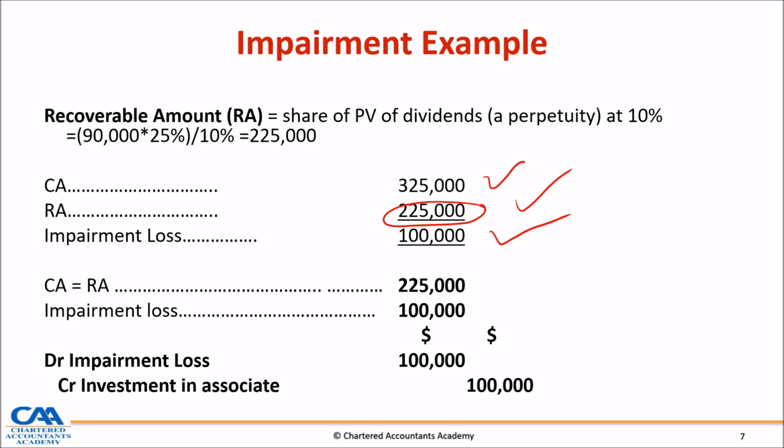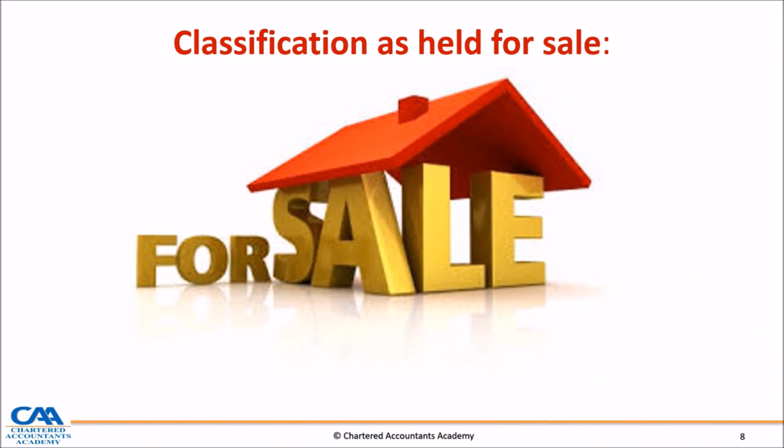So you then go ahead and raise your impairment loss journal entry, which is you debit your impairment loss, which goes to the profit and loss account, and you reduce your investment in associate, which is the balance sheet figure, so the one which is in the statement of financial position. Once you do this, you're done with the impairment of your investment in associate.